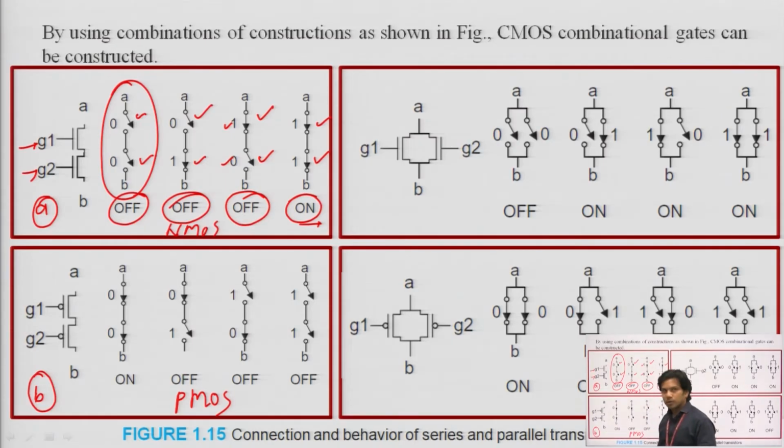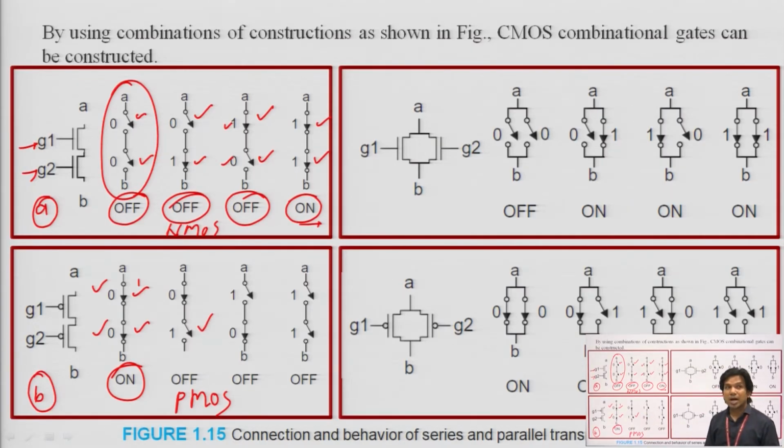In case of PMOS in series, when both inputs are 0, because PMOS will work when we have input as a 0, both will be switched on and you will have a proper output. Similarly, in the next one, if any of the inputs is high, then PMOS will not work and you will get 0 logic. In the third, again the same case, you will have off. In the fourth, even if you have both inputs as 1 1, the PMOS will not give any output, it will give a 0 output.